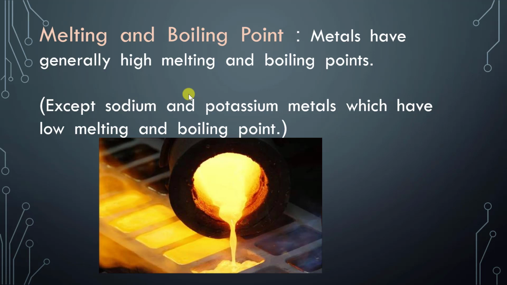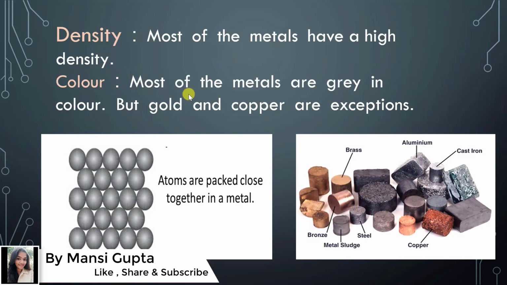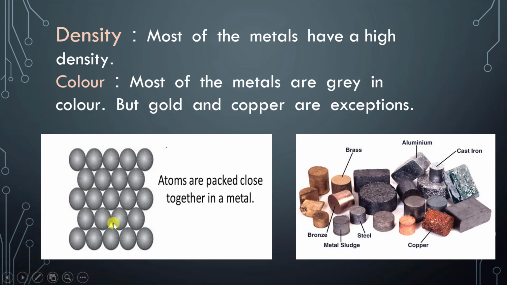Okay, so generally all metals have high melting and boiling points, but there are exceptions, like sodium and potassium and some others. Density: most metals have a high density. You can see the figure. Atoms are packed close together in a metal, right? Color: most metals are gray in color, but gold and copper are exceptions, and they are also very shiny. Usually they all have approximately the same color, but copper and gold are exceptions.